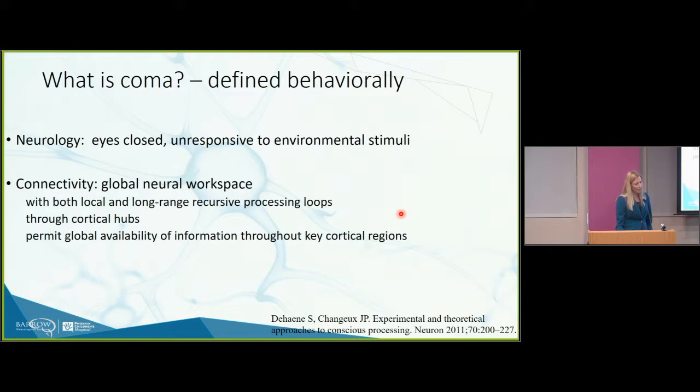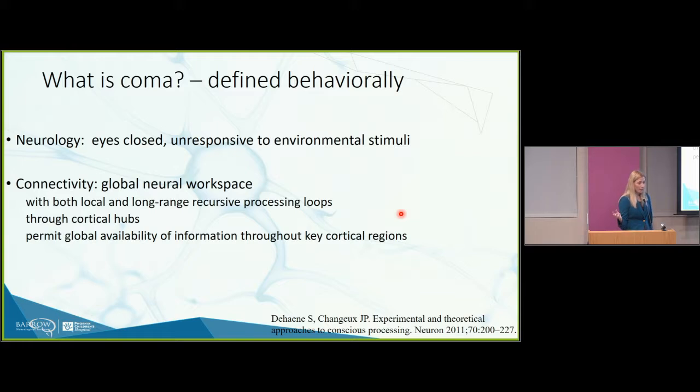If we look at the connectivity definition, which is from functional MRI, what we realize is that there is a global neural workspace that has both local and long-range recursive processing loops. Don't worry, I'm going to go back over this. With cortical hubs, these are the places that are responsible for transmission of information, these hubs in the brain, which permit globally available information throughout key regions. So we now have a test at our disposal in our MRI machine that can show us what is going on in the brain of a person with coma. So we no longer have to guess, and we don't have to use the old definition entirely.